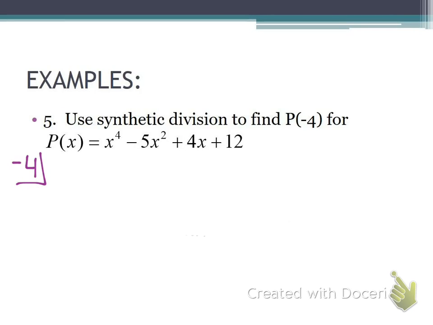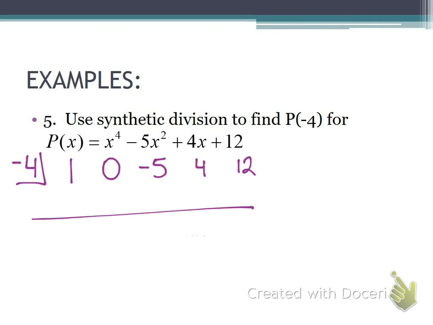Is that polynomial in standard form? Yes, it sure is, but are we going to need a 0 placeholder? Yes, for the x cubed term. Notice we go from the 4th to the 2nd. So in between those, we're going to need a 0 placeholder. So what's my first coefficient? 1. Then our 0 placeholder. Then what? Negative 5. Then 4, and then 12. Questions about our setup?